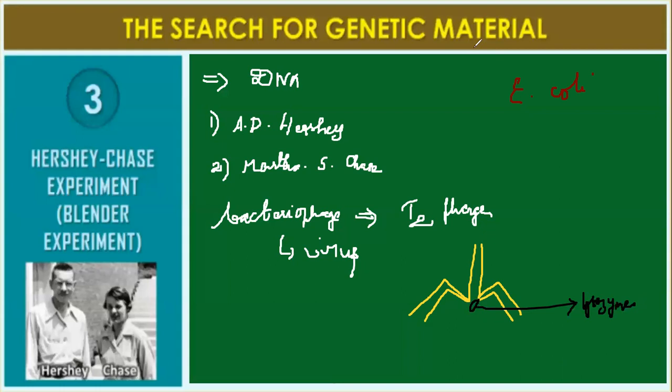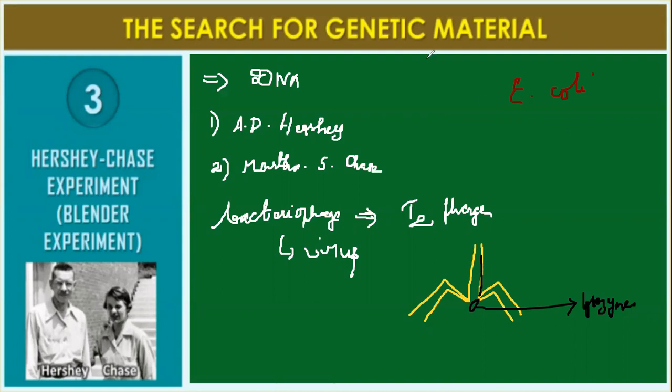Through the hole, it inserts the DNA, and using the bacterial ribosome, the phage DNA produces several copies of the virus. So by making a hole here, it inserts the DNA, and using the bacterial ribosome, the phage DNA starts producing several copies of the virus. Finally the bacterium breaks down, releasing the viruses, and this cycle repeats. That is how multiplication of bacteriophage occurs.